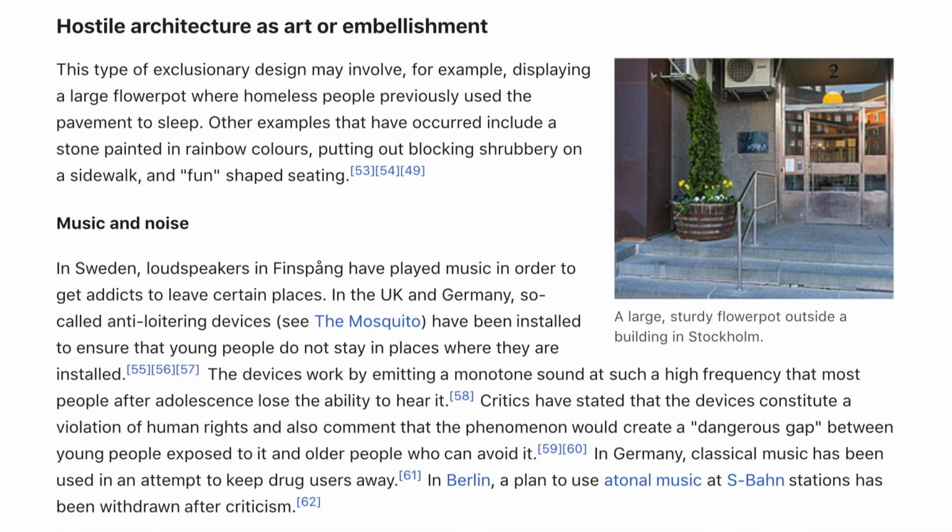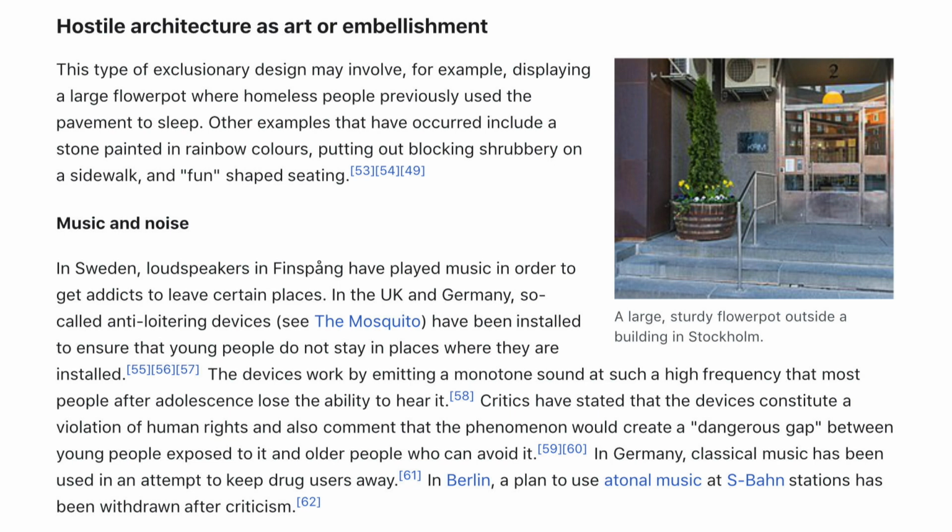Hostile architecture as art or embellishment. This type of exclusionary design may involve, for example, displaying a large flower pot where homeless people previously used the pavement to sleep. Other examples that have occurred include a stone painted in rainbow colors, putting out blocking shrubbery on a sidewalk, and fun-shaped seating.